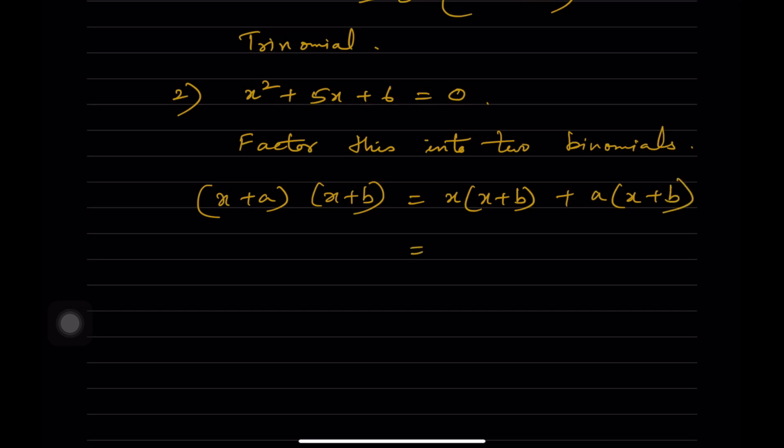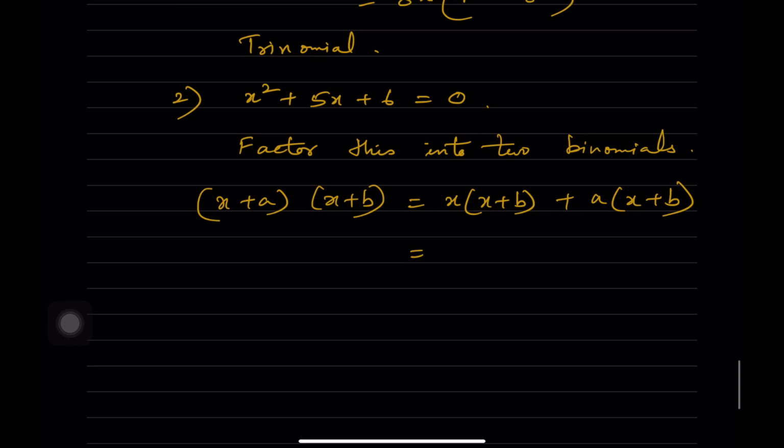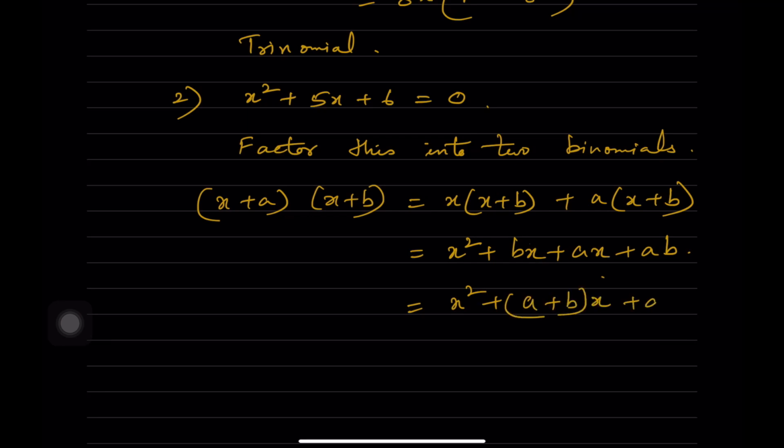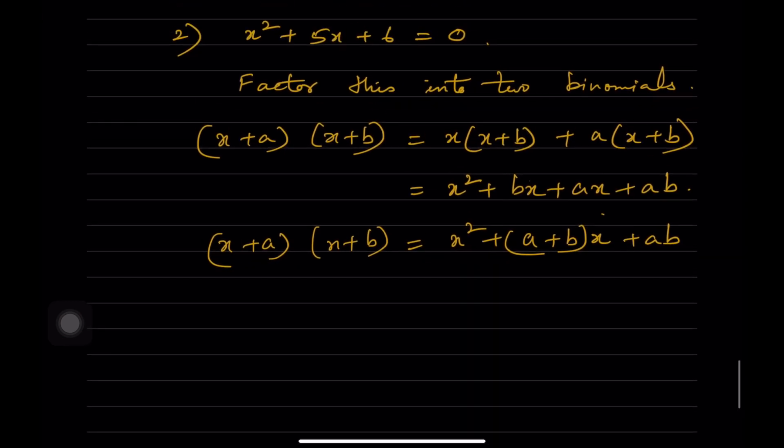So you can write this as x square plus ax plus ab. Now here I can take out x square plus, if I take out a plus b in common, x will be outside, plus ab. Therefore x plus a into x plus b can be written as x square plus (a plus b)x plus ab. Now compare this with the expression given to us, x square plus 5x plus 6 is equal to 0.